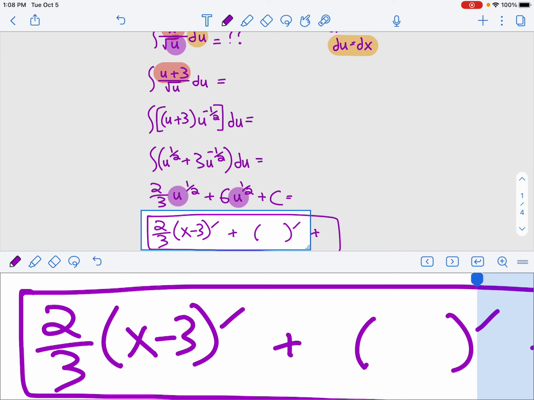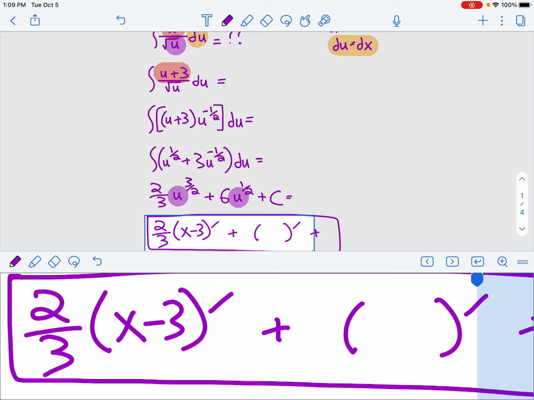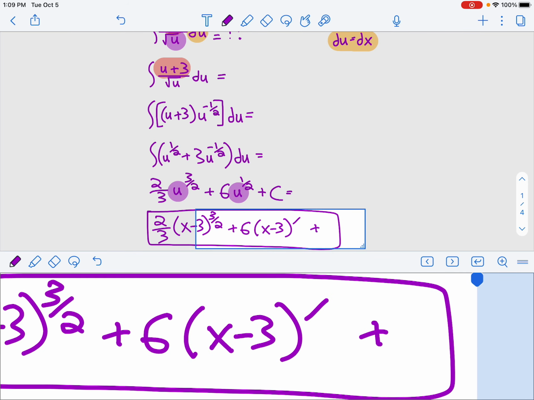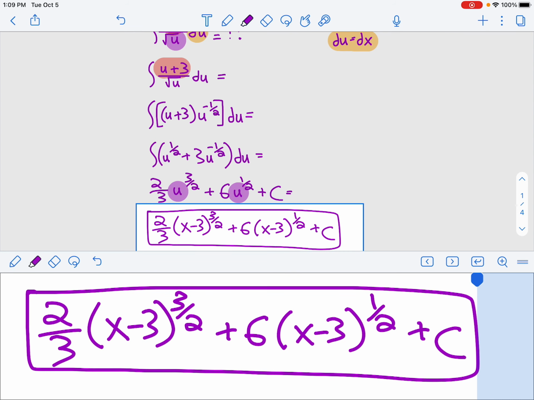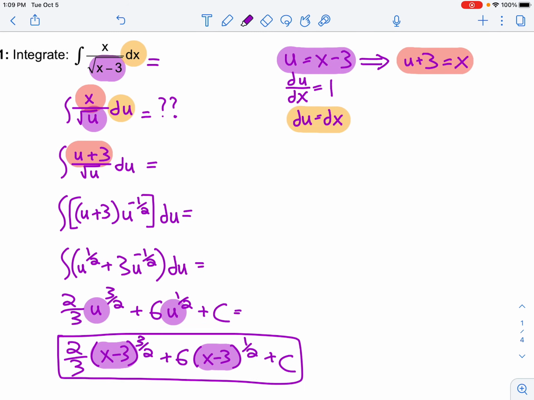minus 3 to the, whoops, I wrote 1/2 up here earlier. My mistake, just caught it. That should be 3/2. There we go. So this is 2/3 x minus 3 to the 3/2 power plus 6 times the quantity x minus 3 to the 1/2 power plus c. And there is my U substitution completed on the back end, and that's my final answer.